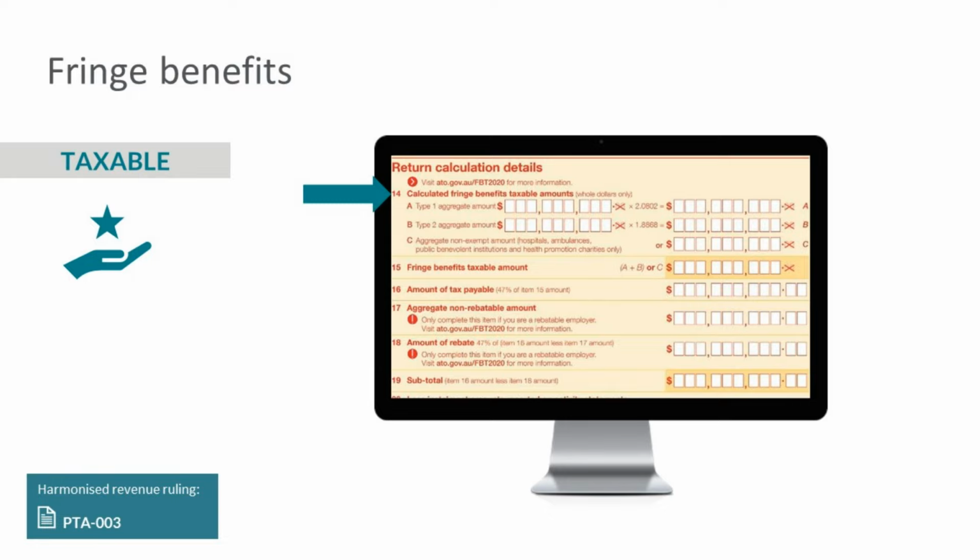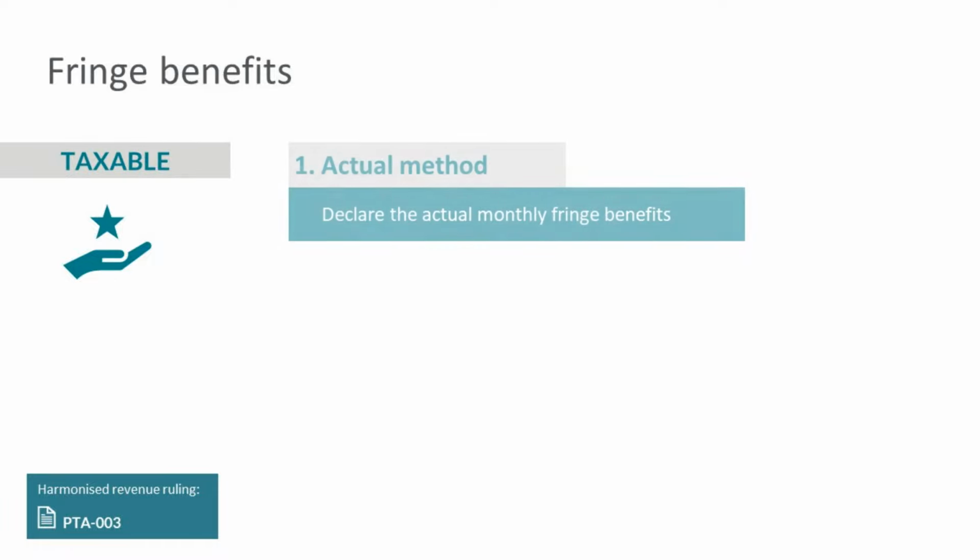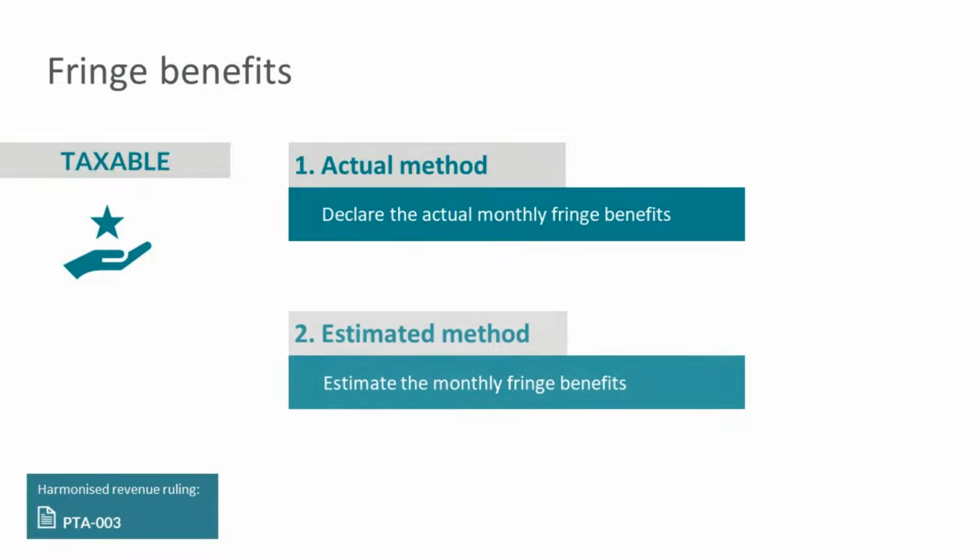Let's have a look at the different declaration methods. There are two methods you could use to declare your fringe benefits. You can choose which method you use. For the actual method, you will declare the actual fringe benefits paid in that calendar month. For the estimated method, you will declare an estimate of the fringe benefits each month and then reconcile your fringe benefits in your annual reconciliation. Let's have a look at each of these methods in more detail.